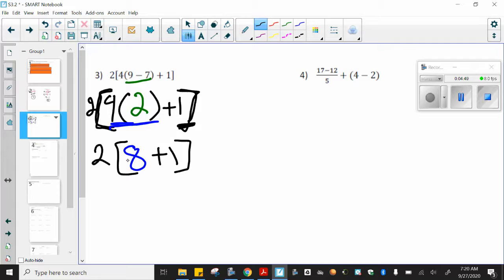2. And then inside the parentheses only, do I have any more multiplication division? No. Do I have any addition subtraction? Yes. 8 plus 1 makes 9. And then right back to it. I want to keep putting all my stuff down. This is how you show work. And we're going to talk about that as soon as I'm done with this question. 2 times 9 makes 18.